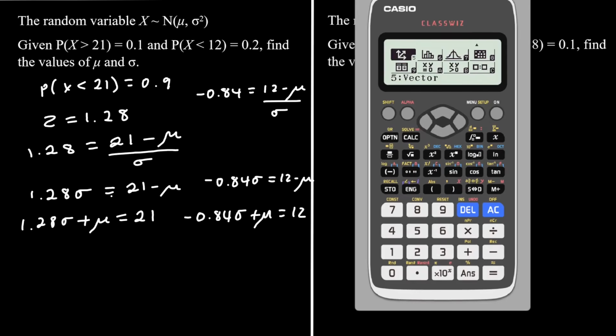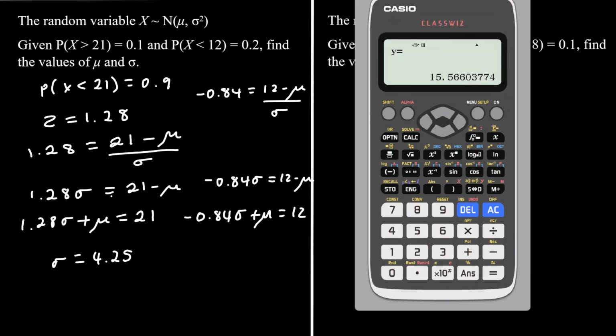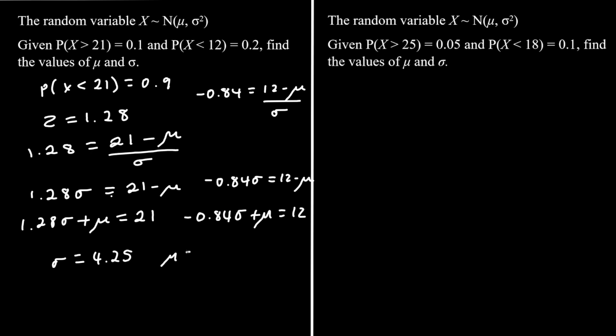So if I go to equation, simultaneous, two unknowns, 1.28x plus 1y is 21, and negative 0.84x plus 1y equals 12. I should have probably used the saved numbers on the calculator. I've got x, so standard deviation is 4.25, and 15.6 for the mean. Let me just check this.